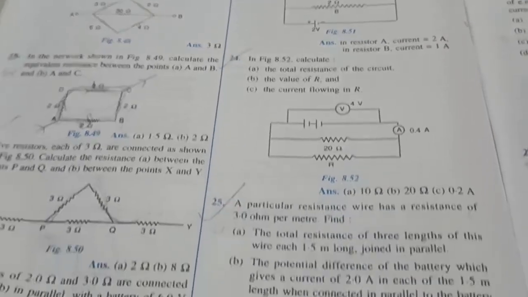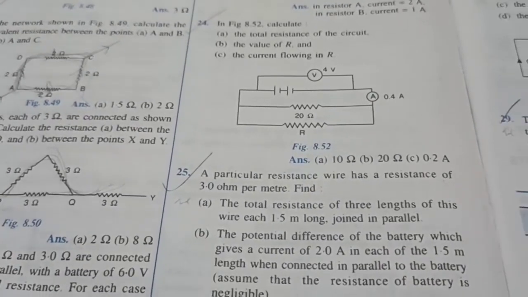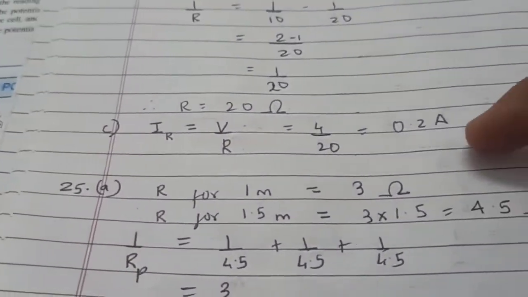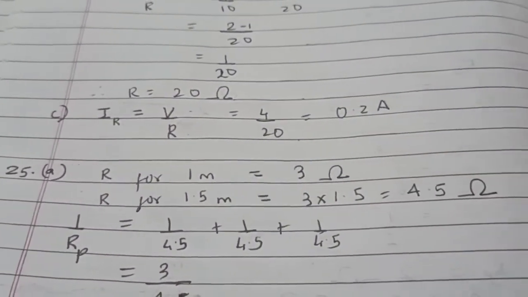Next, the 25th sum. A particular resistance wire has a resistance of 3 ohm per meter. So what if it is 1.5 meter? Then what will be its resistance? And what if 3 such resistances are connected in parallel? Okay, so the A part, first of all, for 1 meter is 3 ohm. So for 1.5 meter, it will be 4.5 ohm.